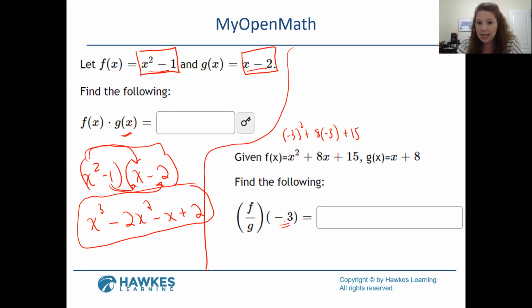-3 squared is 9. 8 times -3 is -24. Plus 15 is 0. So our numerator is 0. We're allowed to have a 0 in the numerator. And then I'm going to plug in -3 right here. -3 plus 8 is 5. So 0 divided by 5 is 0. And that is the answer.